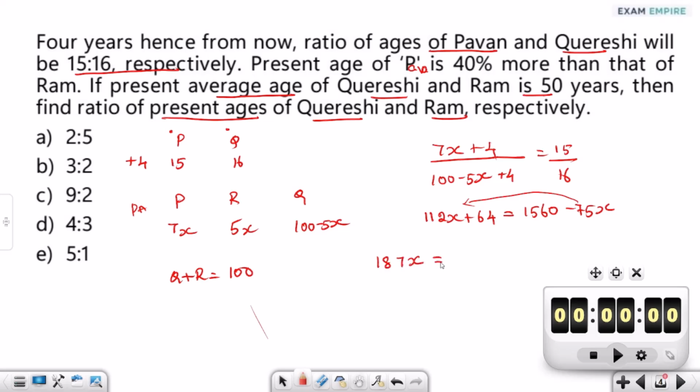187x is equal to 1496. So if I cancel, we'll be getting the value of x is 8. And what do we need to find? Percentages, that is the ratio of percentages of Qureshi and Ram. So Qureshi, what is the value of x? 8. So 5 into 8, 40. So 100 minus 40, 60. And what is Ram? 5x, that is 5 into 8, 40. So what will be the ratio? Ratio will be 3 is to 2.